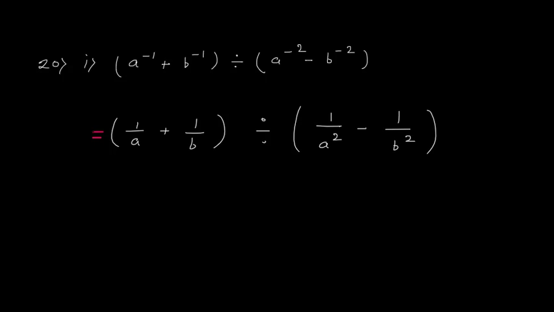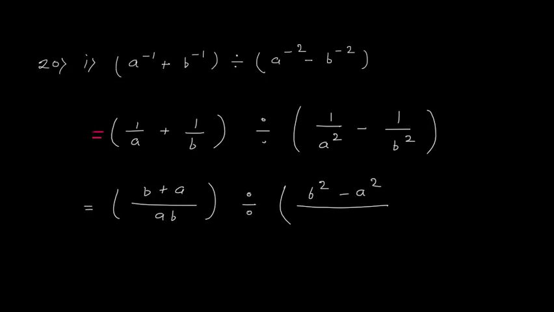A power minus 1 means 1 upon a, and similarly a power minus 2 means 1 upon a square. This is the rule of indices. Okay, you have to remember this. Now here you can cross multiply. 1 into b is b, plus 1 into a is a, whole divided by a into b. You also know how to add two fractions, and here it is b square minus a square whole divided by a square into b square.